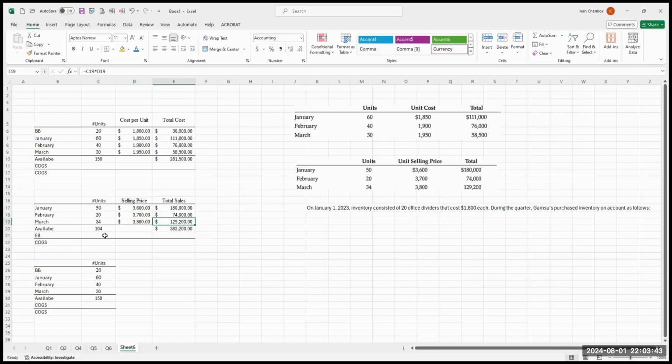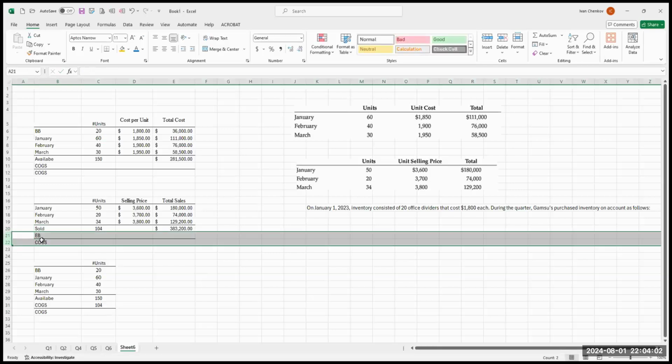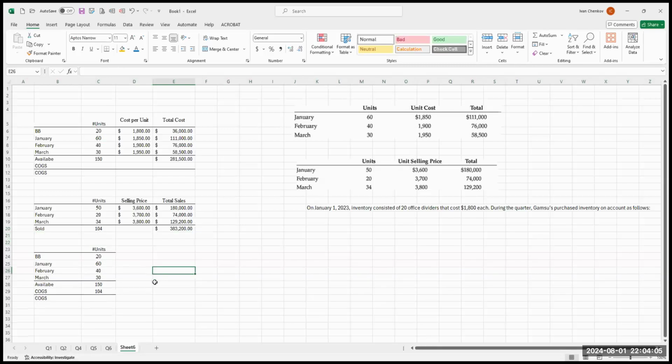In total, I sold 104 dividers, office dividers. So I had 150, I sold 104. I don't need these columns here. I can easily erase them. 104 I sold. My ending balance as a number of dividers is equal to 150 minus 104. I have 46 available. So my ending balance here is 46 units.